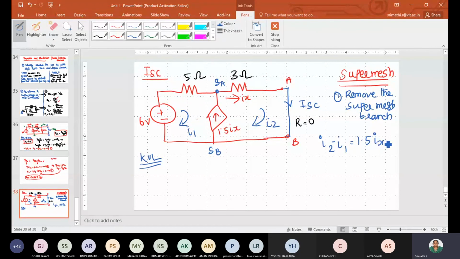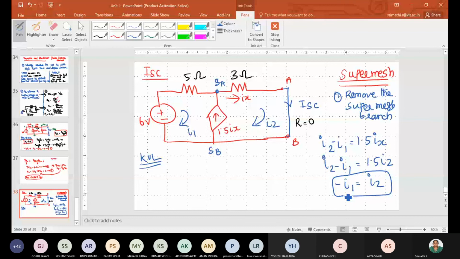Shall I write like this, for the removed branch? And what is Ix? Ix is nothing but I2. So I2 minus I1 equal to 1.5 I2. Am I right? So now minus I1 is equal to, no ma'am, 0.5 I2. Is it okay?